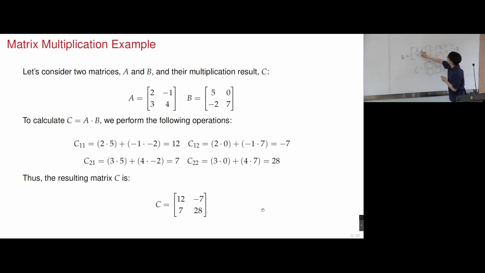So 2 times 5, right here, and then we have minus 1 times minus 2, right? And we add them up to get, what did you get? 12, right? And we get 12, and we put 12 here.